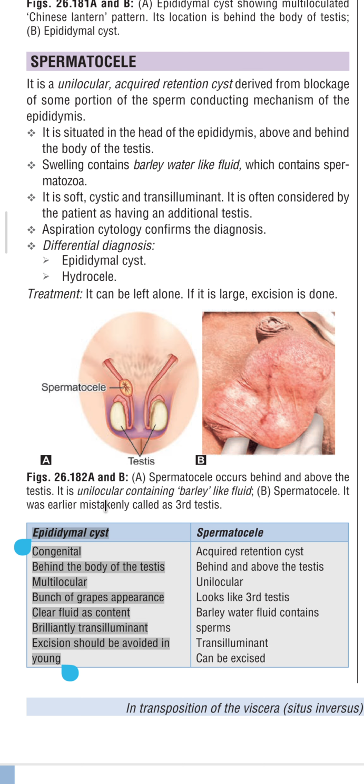Epididymal cyst: congenital, behind the body of the testis, multilocular. Bunch of grapes appearance, clear fluid content, brilliantly transilluminant. Excision should be avoided in the young. Spermatocele: acquired retention cyst, behind and above the testis. Looks like a third testis, barley water fluid contains sperms. Transilluminant, can be excised.